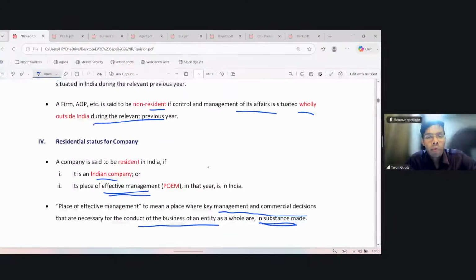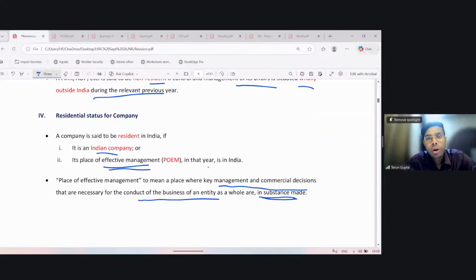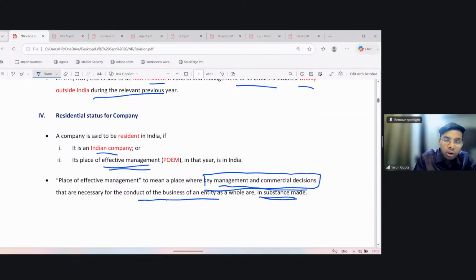So, for determining where the POEM is situated, we have to see key management and commercial decisions. We are not talking about the routine decisions. The key management and commercial decisions which are necessary for the conduct of business of the entire entity, of the entity as a whole, and are in substance made. Right? The POEM is a concept of substance and not form. How do we determine the POEM? We will see that shortly, in 5 minutes.